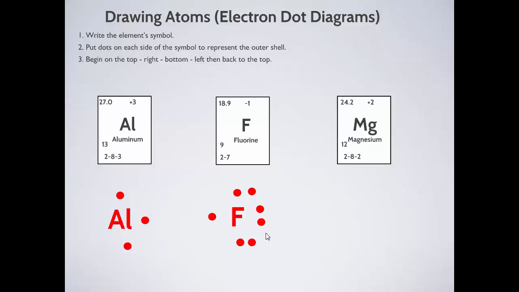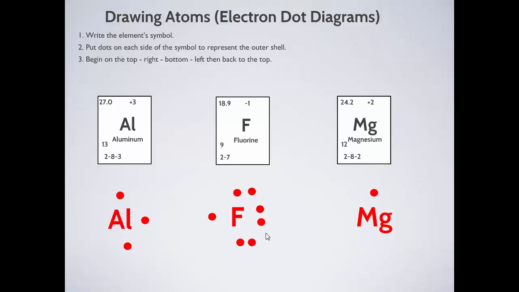What it's looking to do is fill up this outer shell. So it would be looking for an element that had 1 extra electron that it can either give to fluorine or share with fluorine so that it would have a full outer shell. And we'll talk more about that next week.